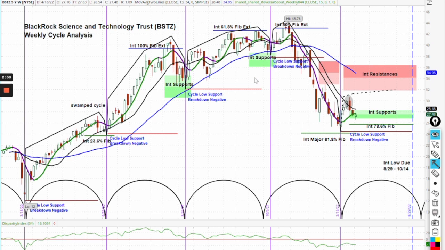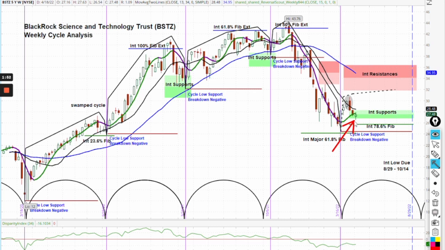So for BSTZ, you'll notice that we are coming out of this very bearish cycle. In the new cycle, we moved up for 3 or 4 weeks. We formed a bearish engulfing candlestick pattern, and then we started to retrace into this support zone. The Reversal Scout is still green, indicating positive momentum, but we are going to need to see an upside move soon or it will turn negative, which is a bearish sign. And so far, this support zone is holding.